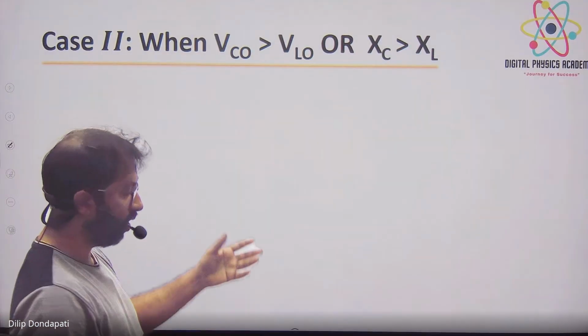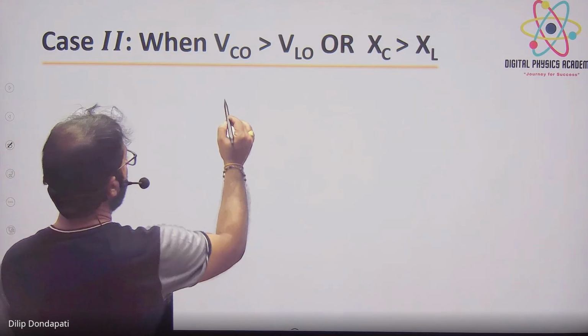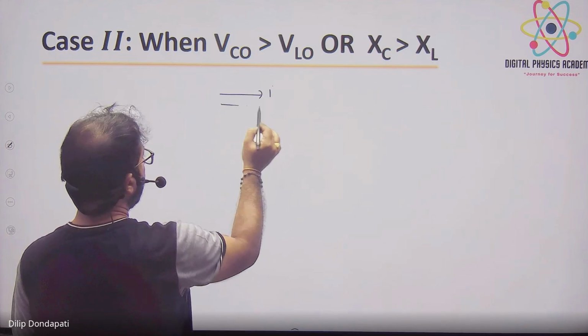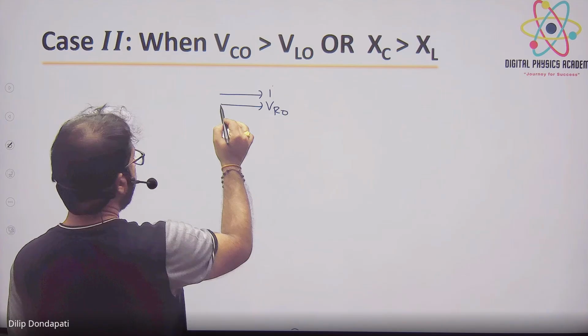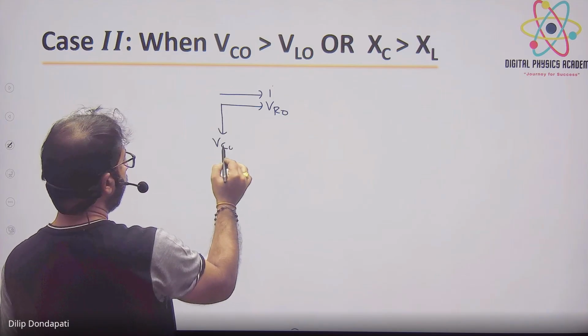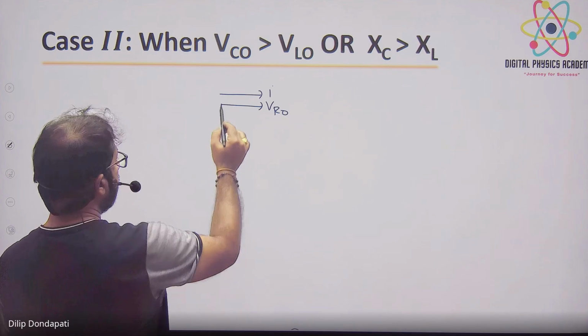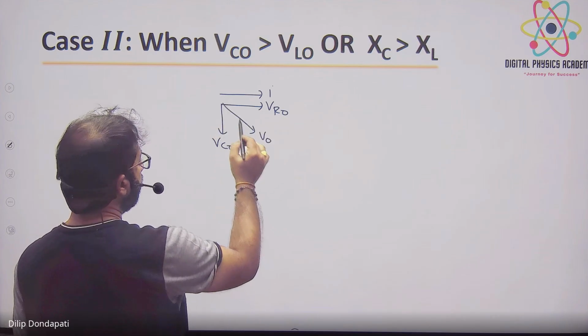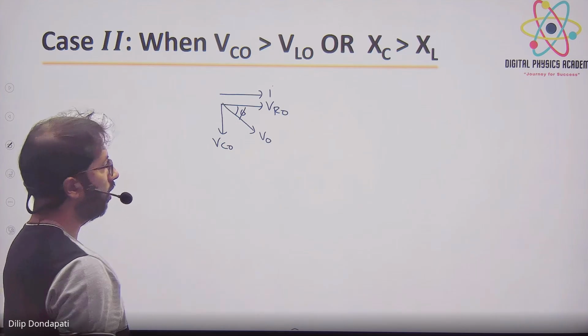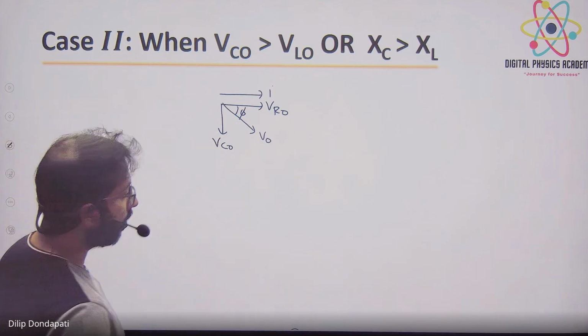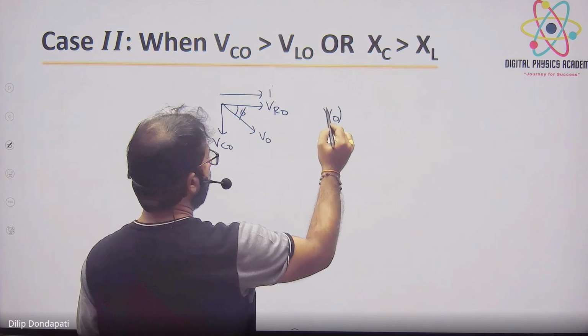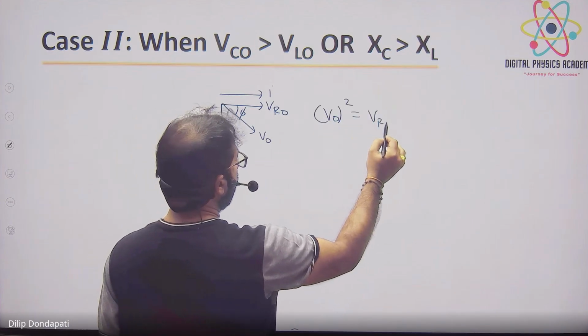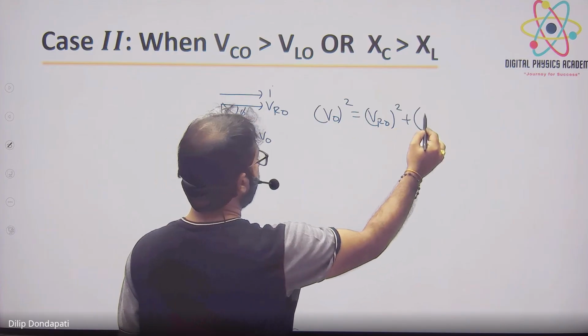Now case 2, when VC naught is greater than VL naught. You know how the current is, and VR naught and VC naught are downwards. The total voltage is the net voltage and the angle is phi. Now again we'll apply the parallelogram law. V naught square is equal to VR naught square plus VC naught square.